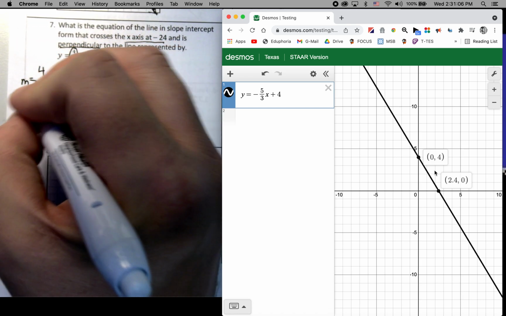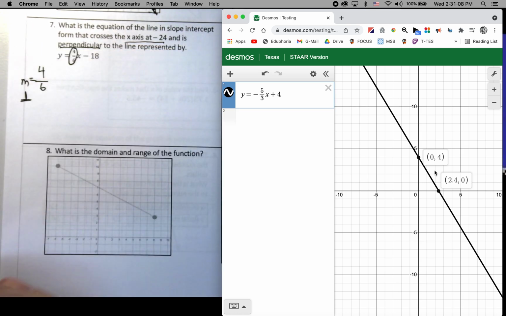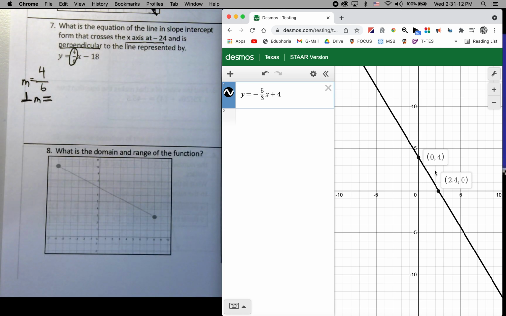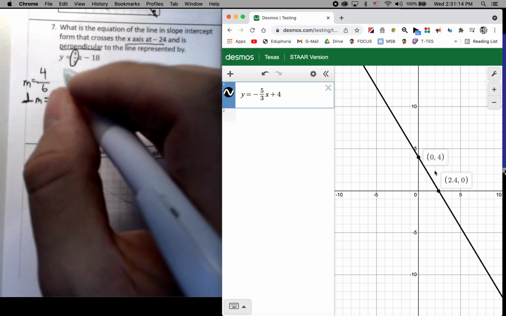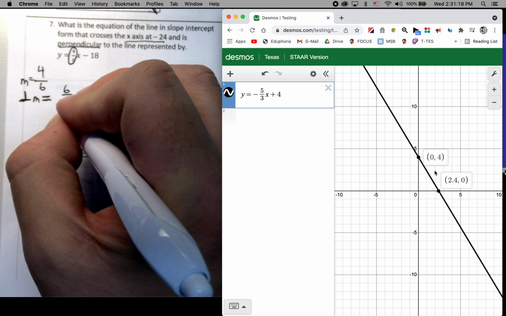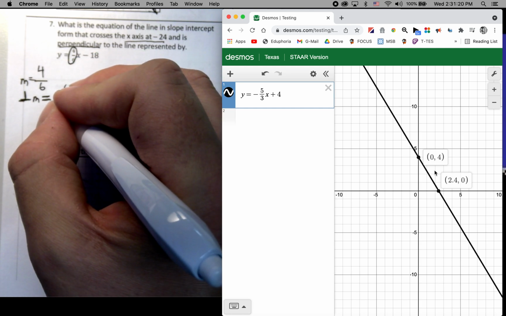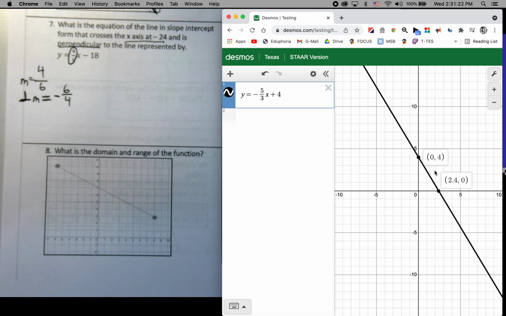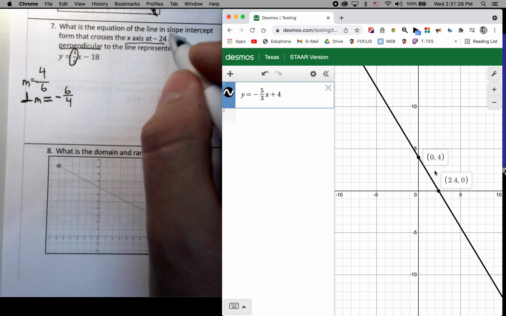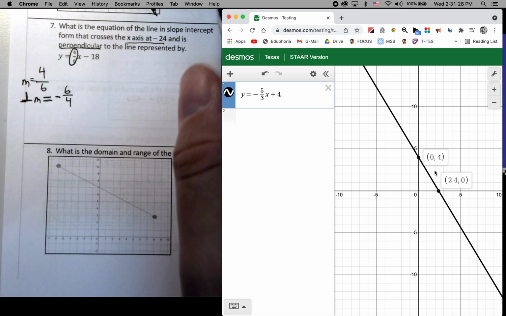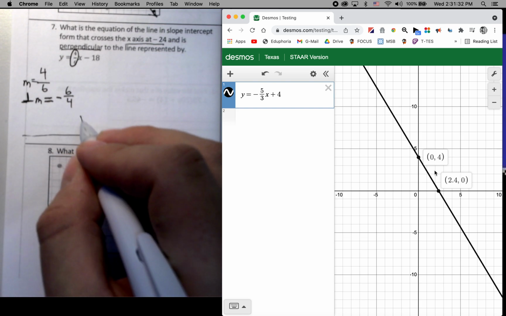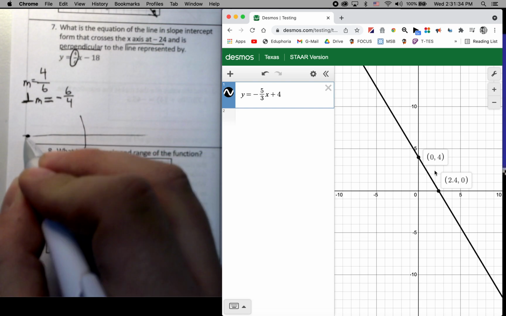The perpendicular slope, and that upside down T is shorthand for writing perpendicular, I don't feel like writing the word perpendicular, would be this fraction flipped, so it's 6/4. And if that's a positive, this one has to be a negative. Okay? So that means it's crossing the x-axis at -24. On the x-axis, it's somewhere over here at -24.